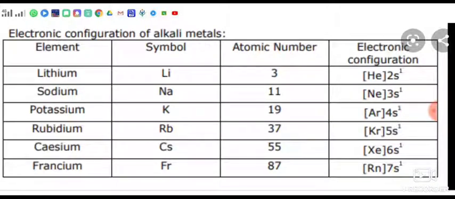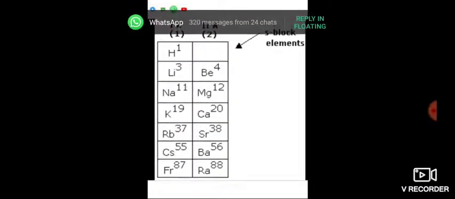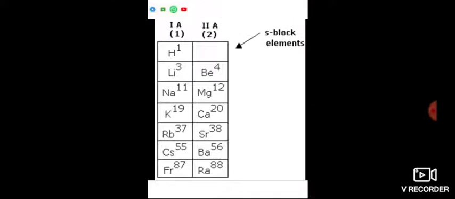These are the atomic numbers with the electronic configuration of S block elements. Here are the elements which are present in the S block. What are they? Hydrogen, lithium, beryllium; all these elements are S block elements.